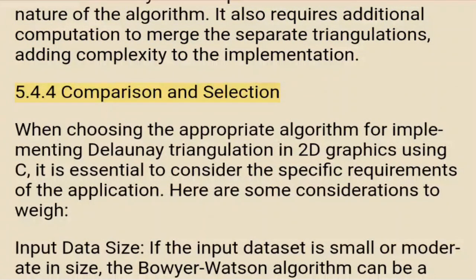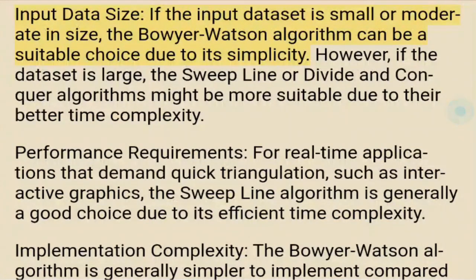5.4.4 Comparison and Selection. When choosing the appropriate algorithm for implementing Delaunay triangulation in 2D graphics using C, it is essential to consider the specific requirements of the application. Here are some considerations to weigh. Input data size. If the input dataset is small or moderate in size, the Bowyer-Watson algorithm can be a suitable choice due to its simplicity. However, if the dataset is large, the sweep-line or divide and conquer algorithms might be more suitable due to their better time complexity.